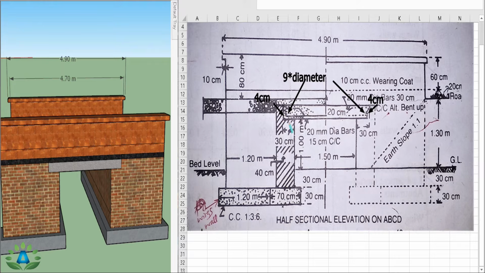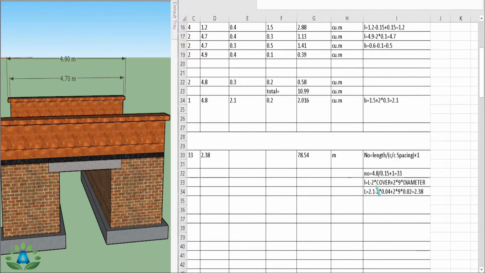So the total length equals outer length 2.1 minus this cover of 4 centimeter from both sides, and again add these hooks of 9 times diameter from both sides. So I can easily write the length as 2.1 minus 2 times 0.04 plus 2 times 9 times the diameter, and the diameter of 20 mm is 0.02 meter. So the total length is 2.38, and we get the total quantity 78.54 meter.